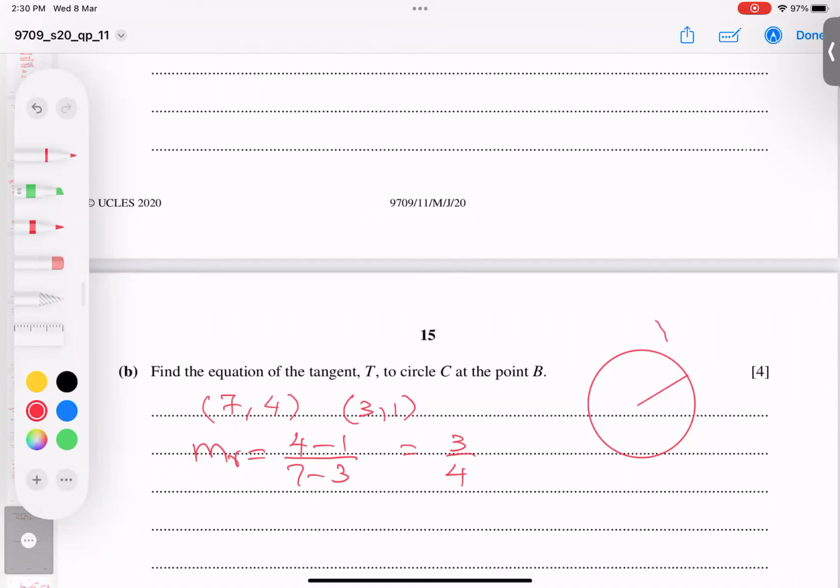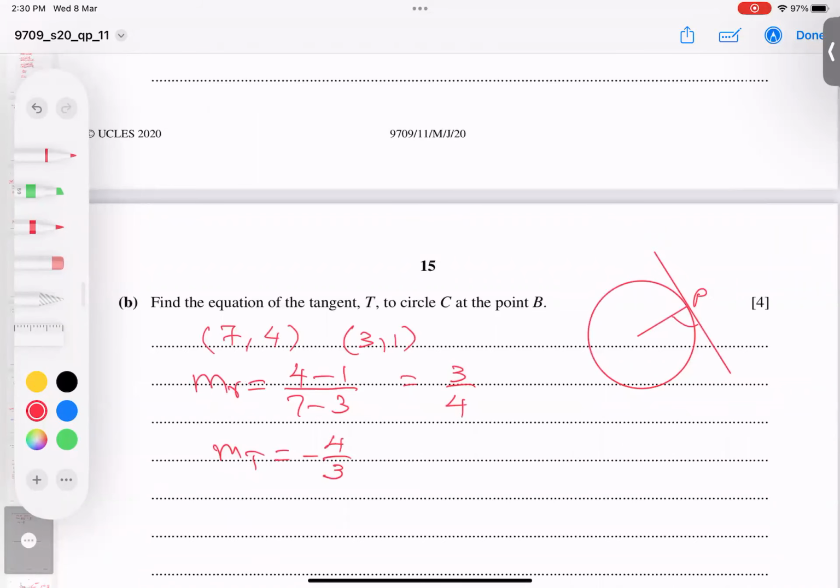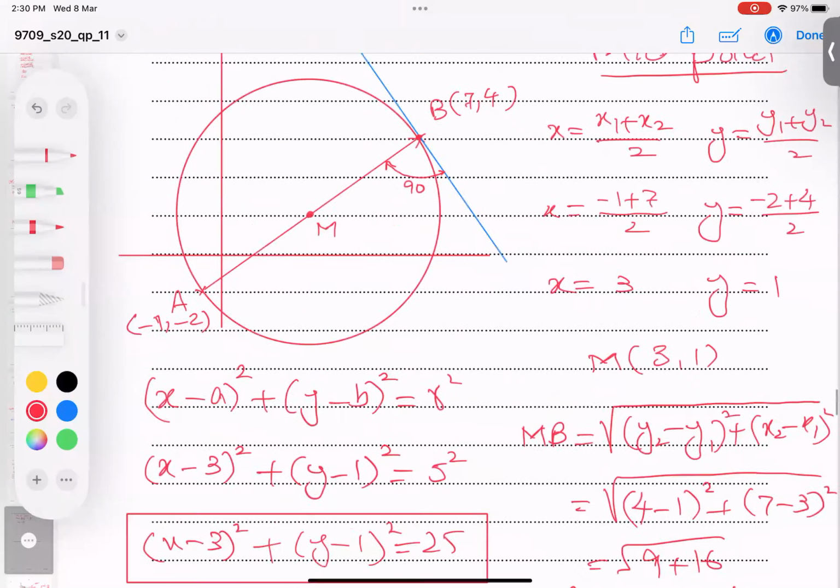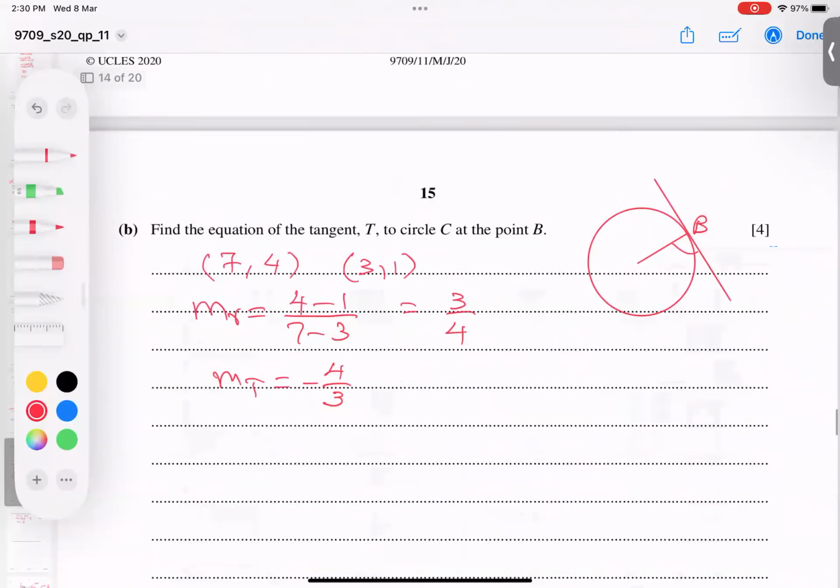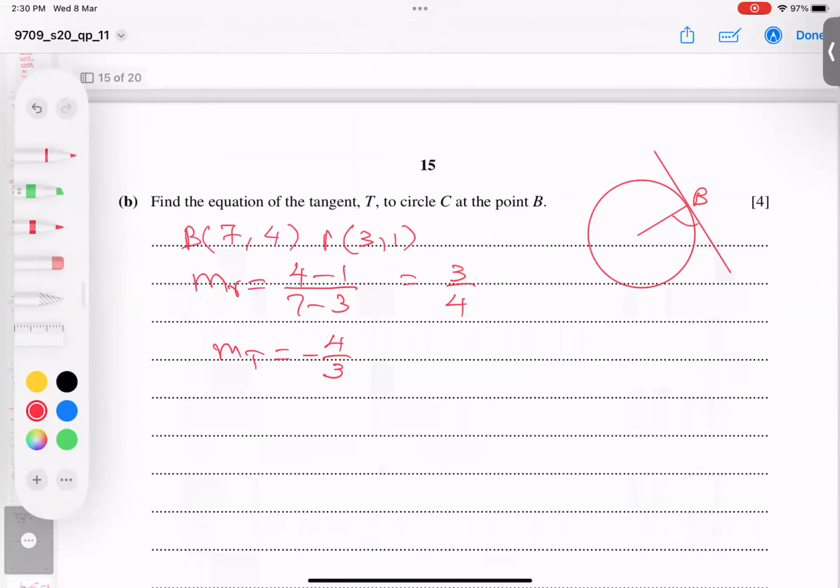But I need the tangent. Then what will I do, all of you are familiar. So the gradient of the tangent will become the negative reciprocal. 4 goes up, 3 comes down, and the sign will change, this plus here becomes minus. And now I use B coordinates. And B coordinates, you know, 7, 4 is the B coordinate, and this is M for midpoint.